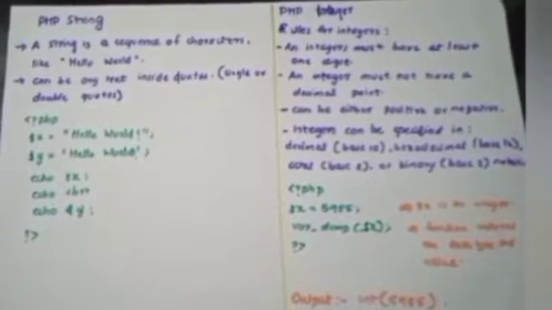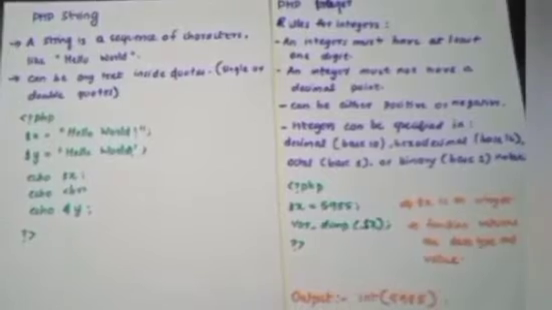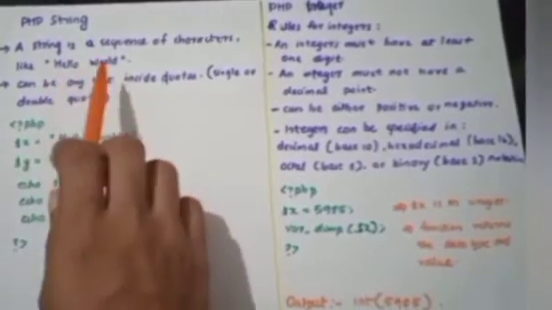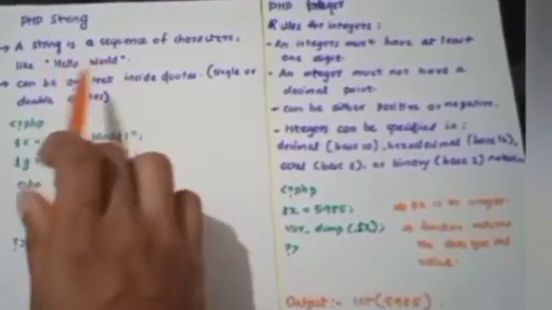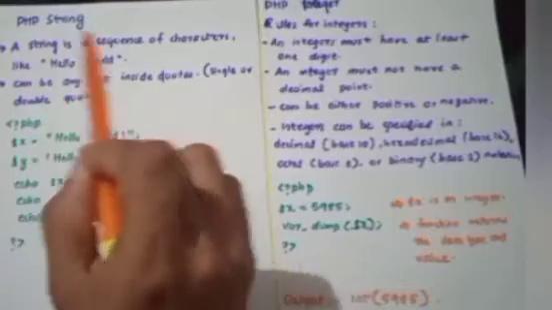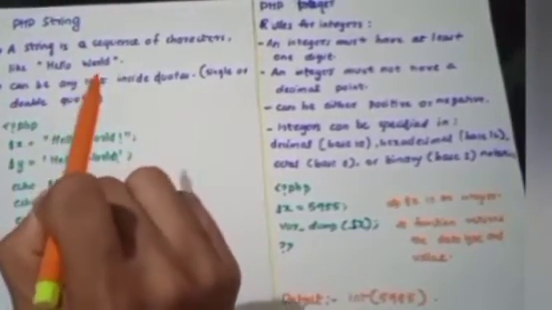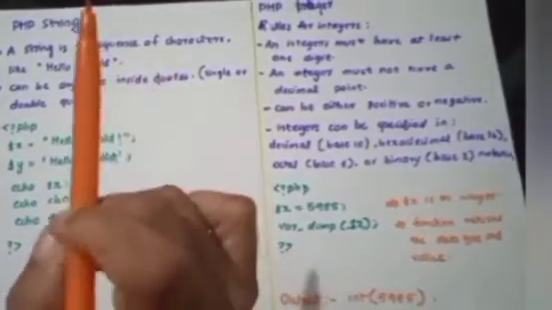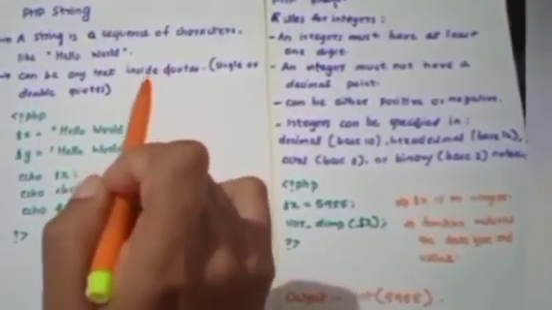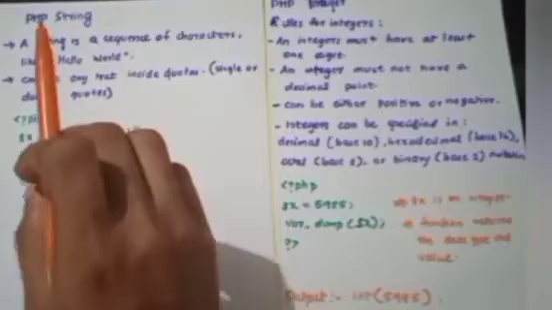So the first one is PHP string. A string is a sequence of characters. Here is an example, like "Hello world". This is a set of characters together, so we can call this a string. It can be any text inside quotes. That is very mandatory to keep in mind in the case of PHP strings.